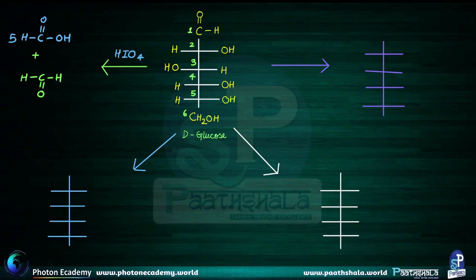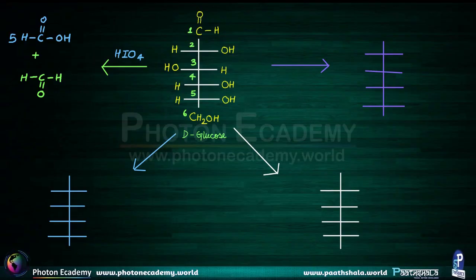So now we can see that HIO4, which is a strong oxidizing agent, has oxidized the respective D-glucose into 5 moles of carboxylic acid and 1 mole of aldehyde. Now, moving on to another reaction that we can see.